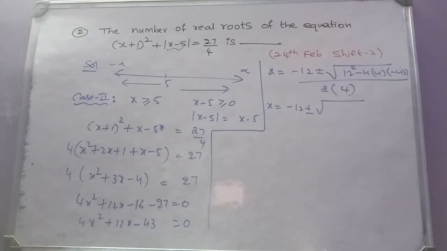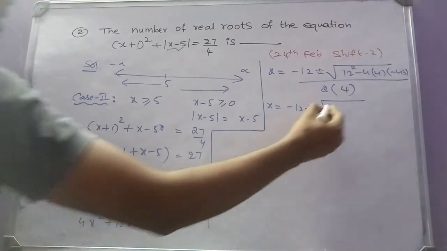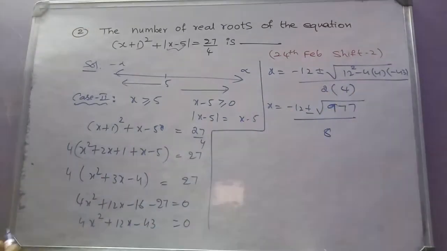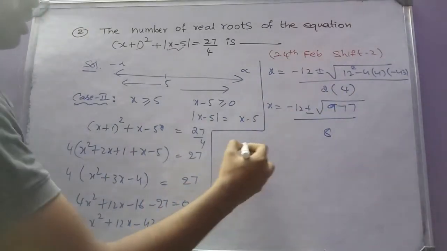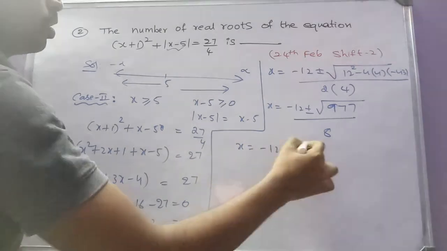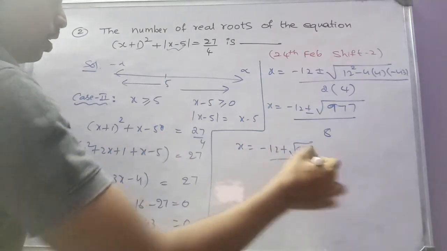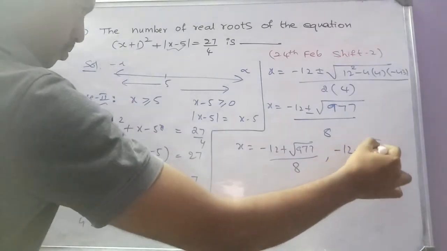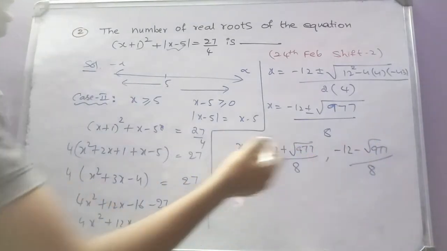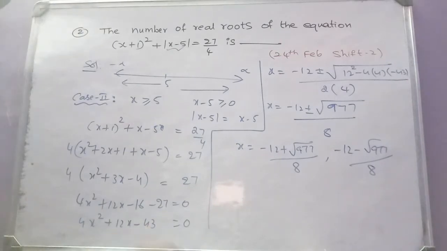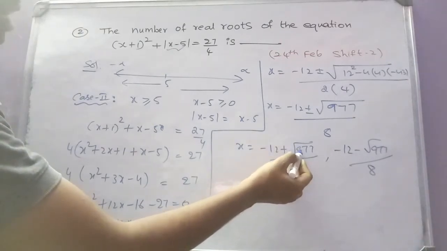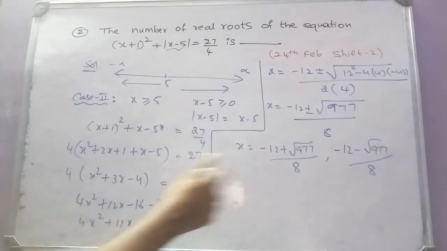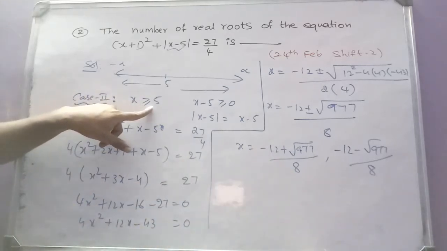So you might get 977. Calculate it and then divide by 8. Let us see if both the roots that I have obtained here satisfy this main condition or not. 977 is approximately 31. You can take approximately 31. Now 31 minus 12 is how much? 19. Yes, 19 by 8 is certainly not greater than or equal to 5.